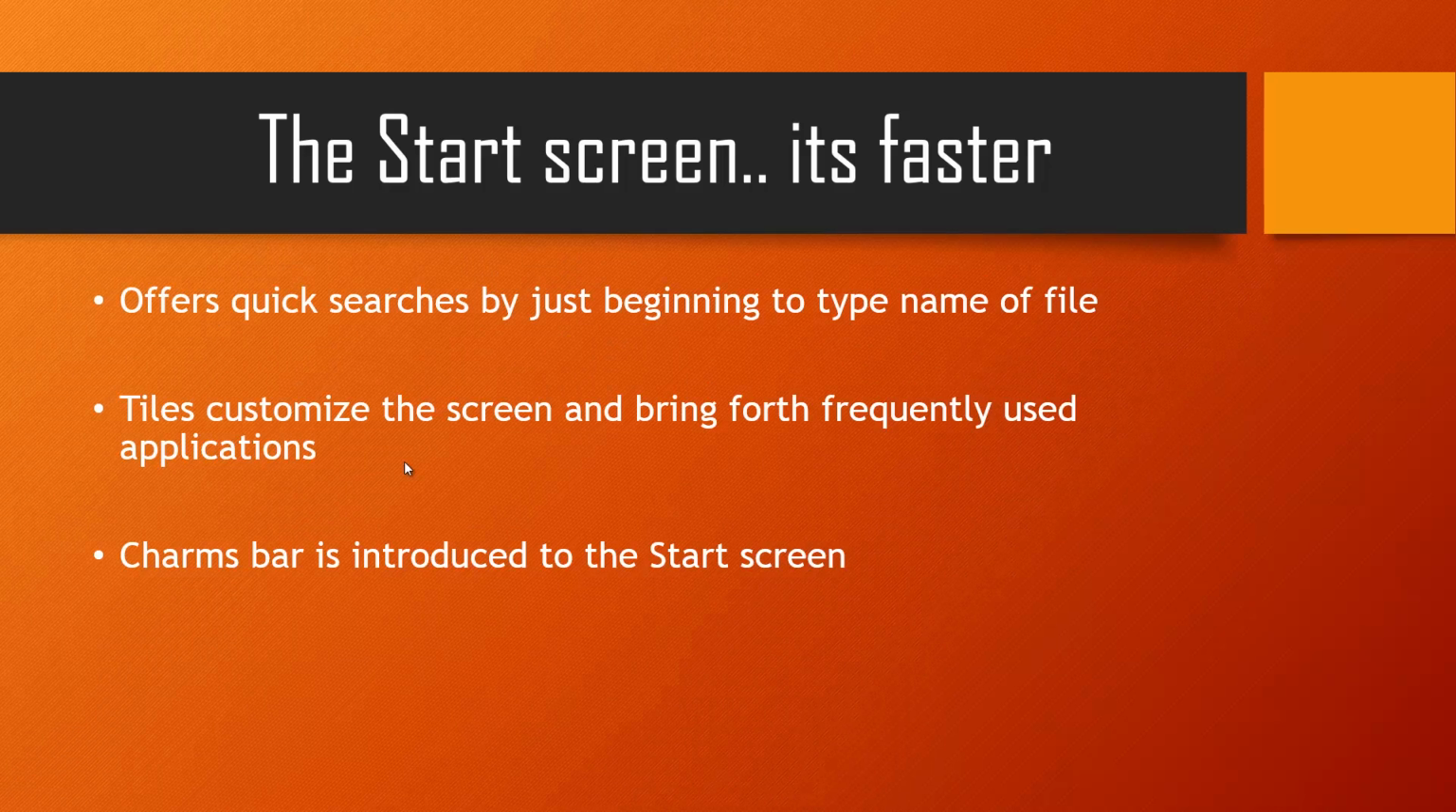So something new out of the start screen is that it has the ability to quickly bring up files and folders by just typing characters on the keyboard. And as mentioned before, the tiles can be arranged in any way, but in the long run, it can help the user access applications a lot quicker and find them a lot faster. Also, the Charms bar is introduced to the start screen as a tool with many different tools to help the user access information quickly.